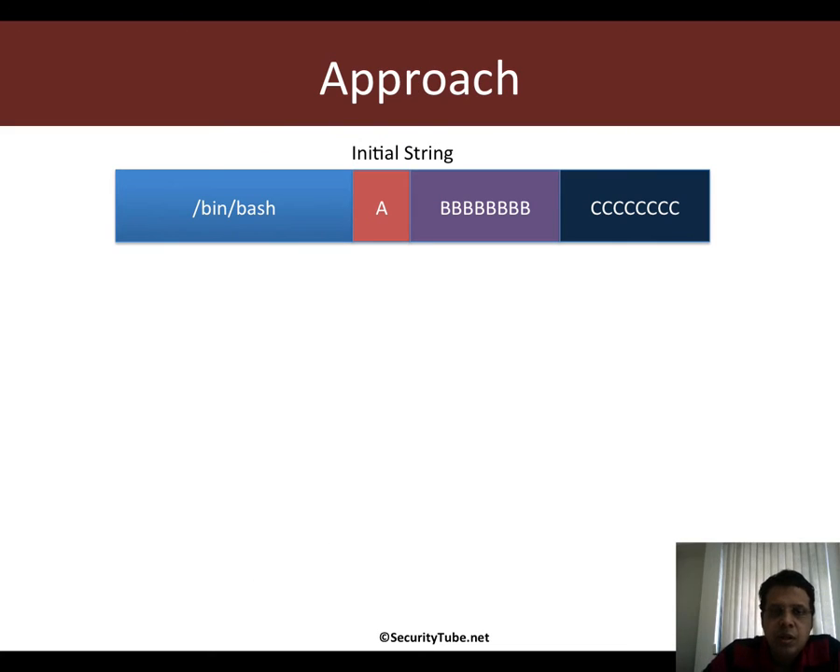Okay. So what is the approach? Here is what we are going to do. Let's say we have the string bin bash or bin sh, and after that we have a placeholder for a single byte with which we will null terminate this string, followed by 8 bytes. For the time being, we have the placeholder value, all B's, followed by an additional 8 bytes of all C's.